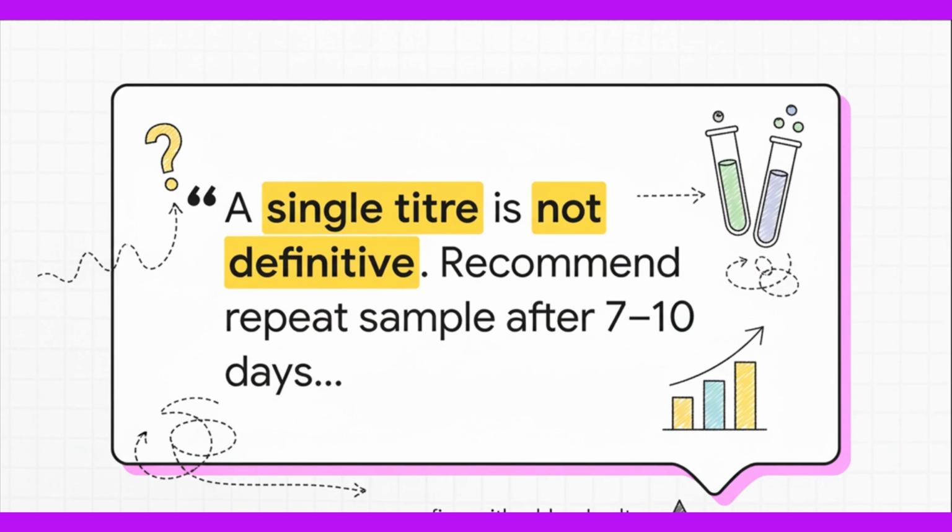The official recommendation? It's pretty clear. Get a repeat sample in about 7 to 10 days to see if that titer is rising. Or, you guessed it, confirm with a blood culture.